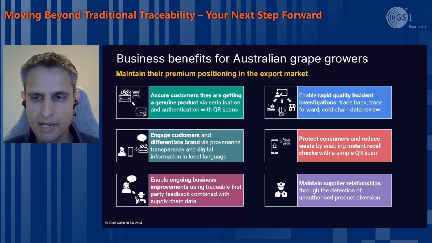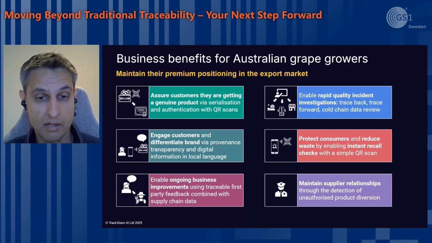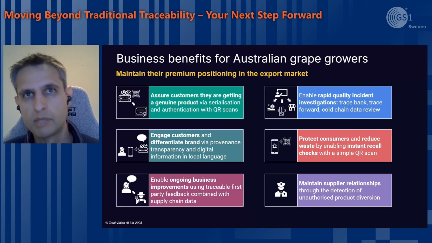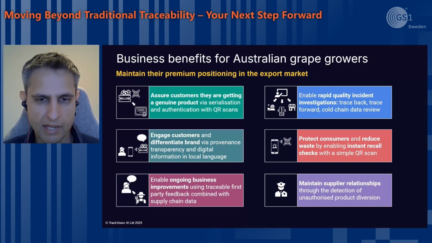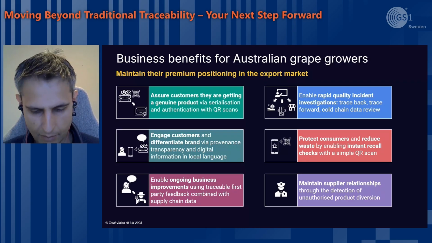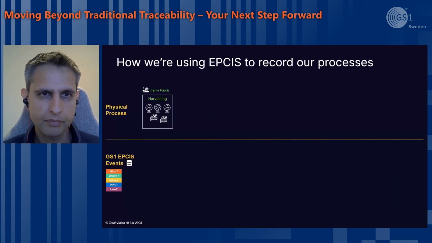And finally, we want to maintain our supplier relationships by detecting unauthorized product diversion. Each supplier has a territory they're supposed to service. When they divert product into other countries, that's not good for other suppliers from a commercial perspective, safety perspective, labeling perspective. There's a whole bunch of reasons why that shouldn't be done. So using this framework, we can start to detect that movement when people interact with QR codes and say, that's not a good thing. Let's try and address it.